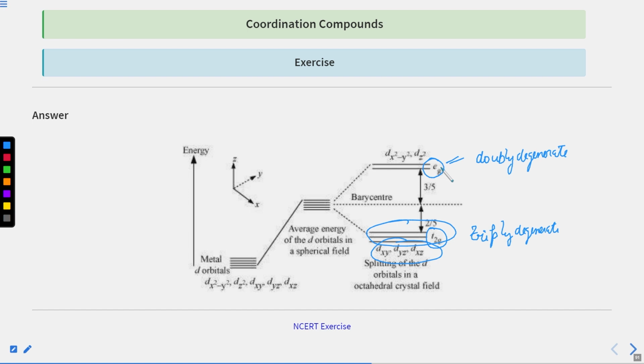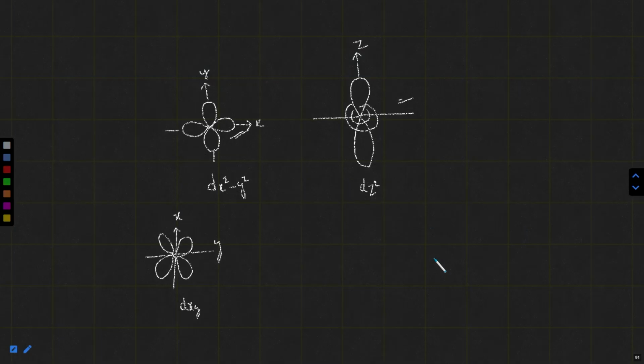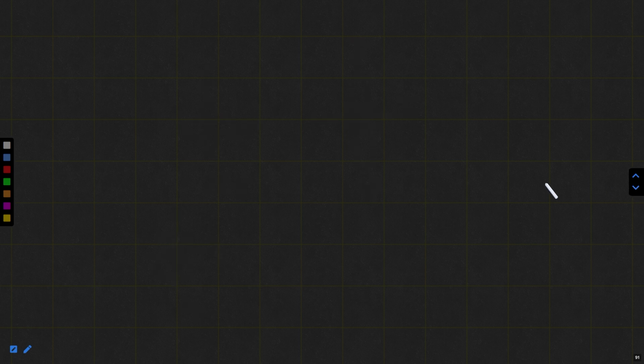One more thing: why is this G here? The G term is mainly for gerade. Gerade means, suppose you draw an octahedral complex. So this is an octahedral complex, then it would look like this. There will be 6 lobes.